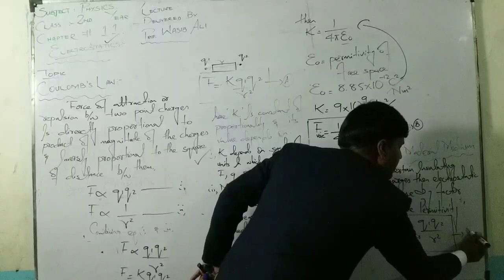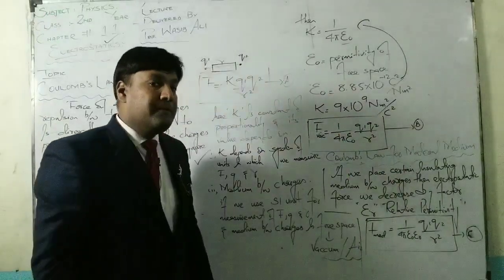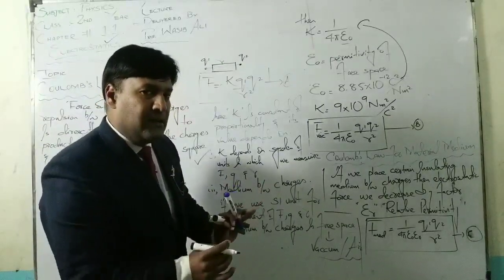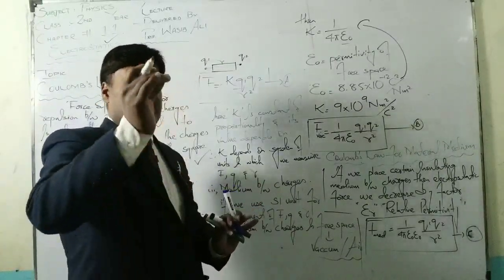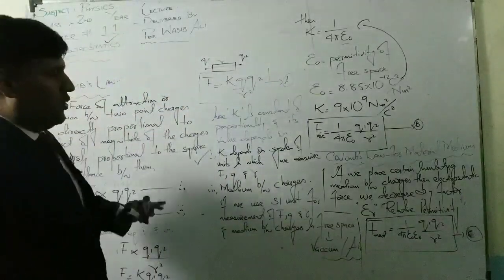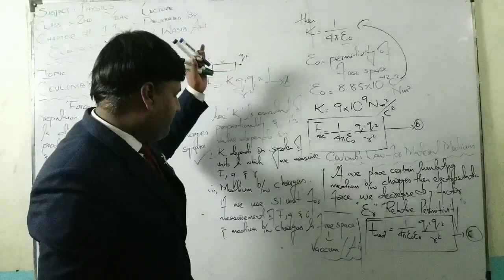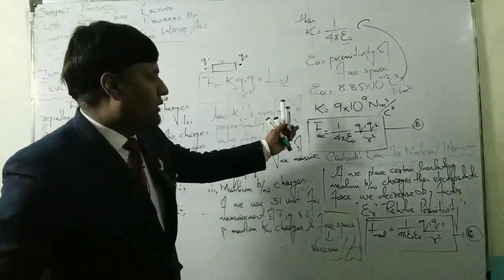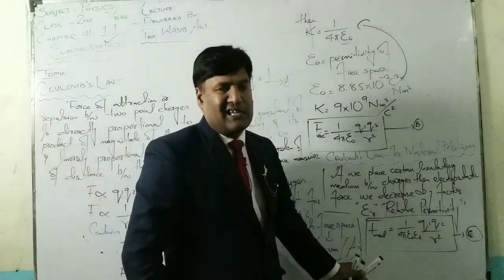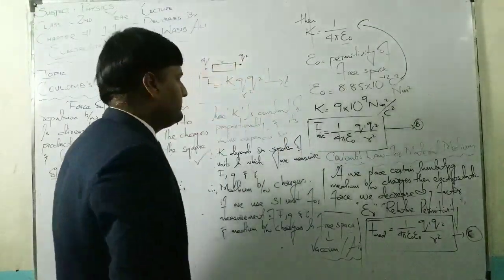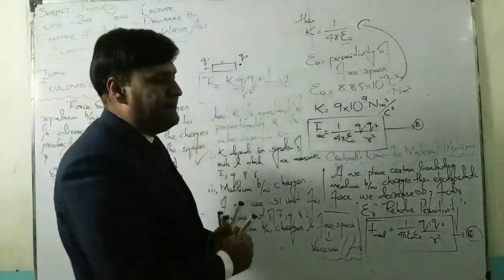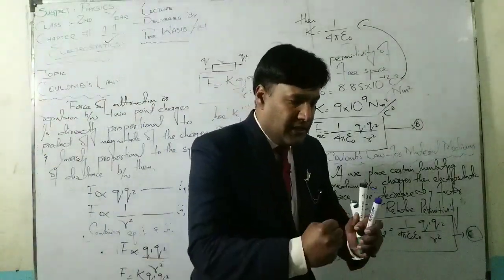I will write it as equation number C, another form of Coulomb's law, and this shows the force between the charges when the medium between the charges is a certain insulating medium. So equation B is Coulomb's law for free space, and this is Coulomb's law when the medium between the charges is some insulating medium. This is the simplest form of Coulomb's law.